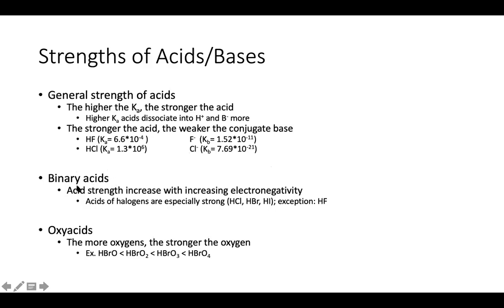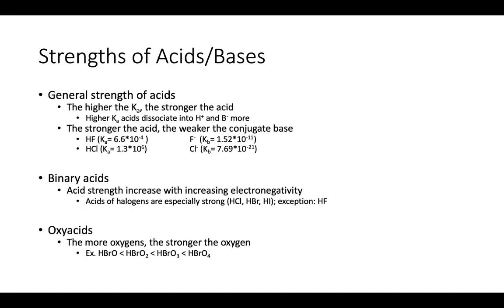Now, some general strength trends for binary acids. The strength of an acid will increase with increased electronegativity. Binary acids only have two portions: a hydrogen and an anion portion, so Cl minus, Br minus, and it could be other single atoms with a negative charge as well. The general rule of thumb here is that as the electronegativity increases, so does the strength of the acid.